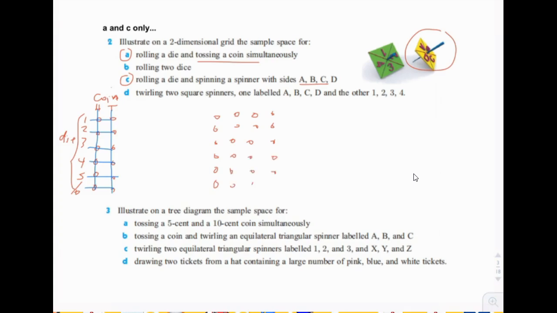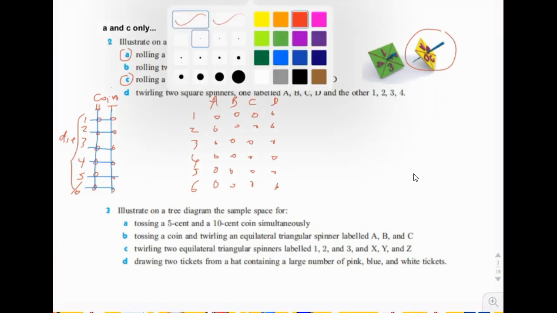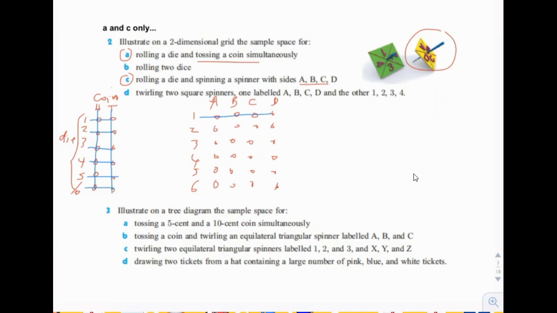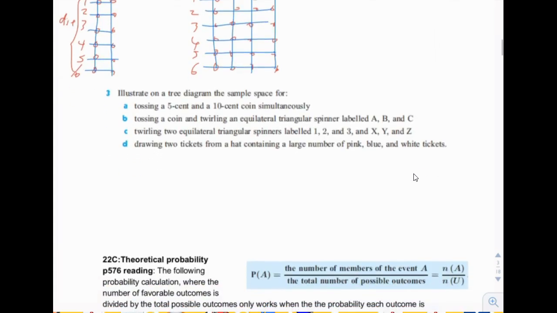So the left side, we could label it with the dice outcomes, and then over the top we will do the spinner outcomes A, B, C, D. And then we could draw the lines to the points if you want to. Okay. 3A and C.